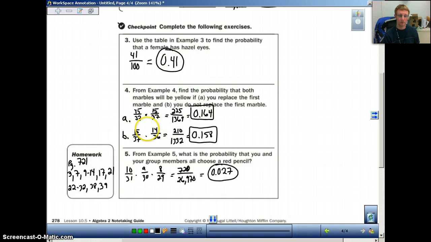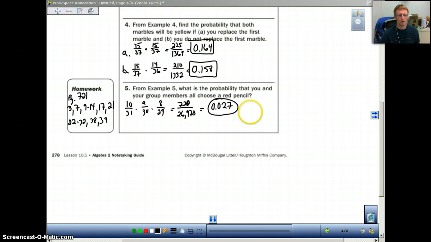And then the second one is if we don't replace it, then understand, we have 15 out of 37 the first time, same thing, but then we subtract 1 from our yellow, and we subtract 1 from our total, and that gives us 0.158.